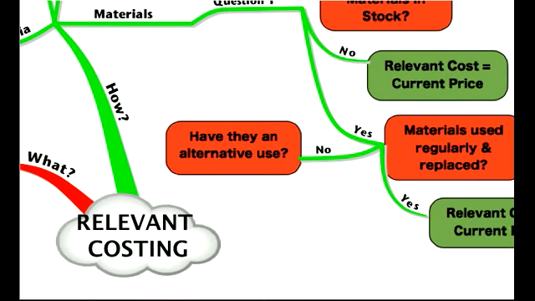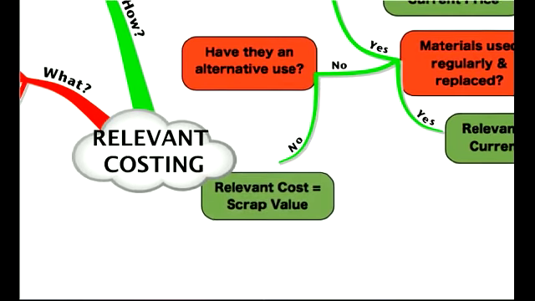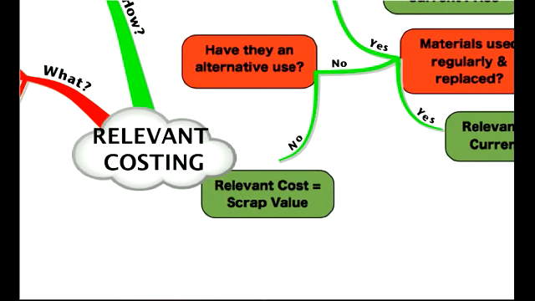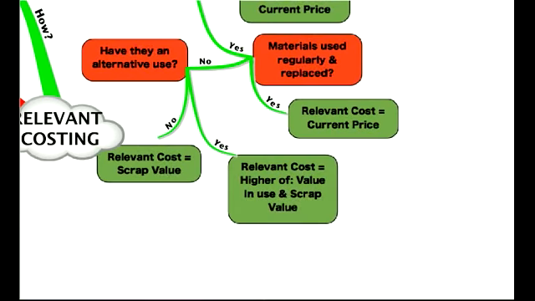If not, you need to ask, have they got an alternative use? If they don't have an alternative use, then the relevant cost is the scrap value, because that's all you could have used it for, the scrap value. If yes, then the relevant cost is the higher of the value in use and the scrap value, i.e. the higher of the alternative you could have used it for and the scrap value. So that's how you calculate the relevant cost of materials. Learn those little questions, apply it to every scenario, and you'll get the correct answer.